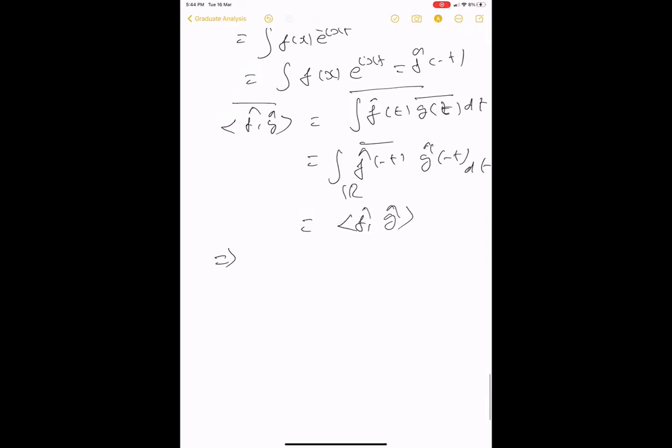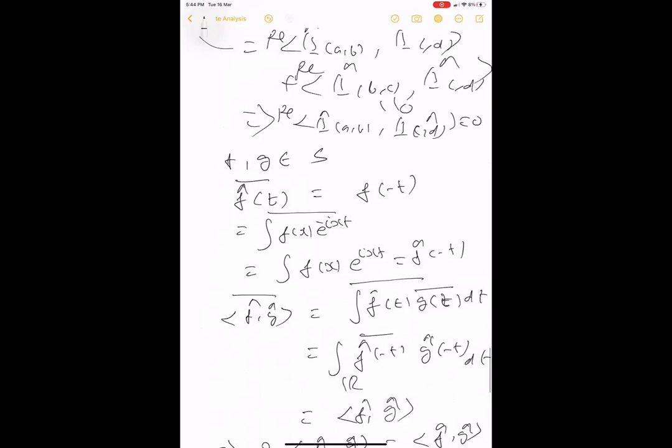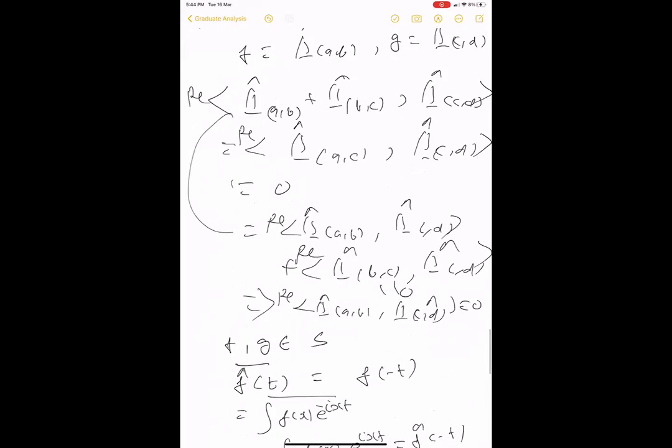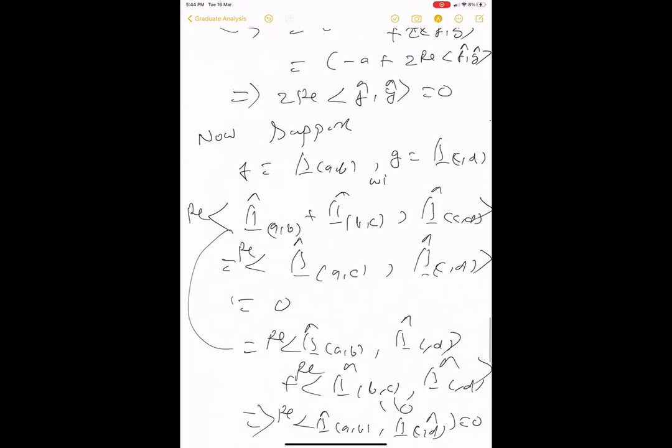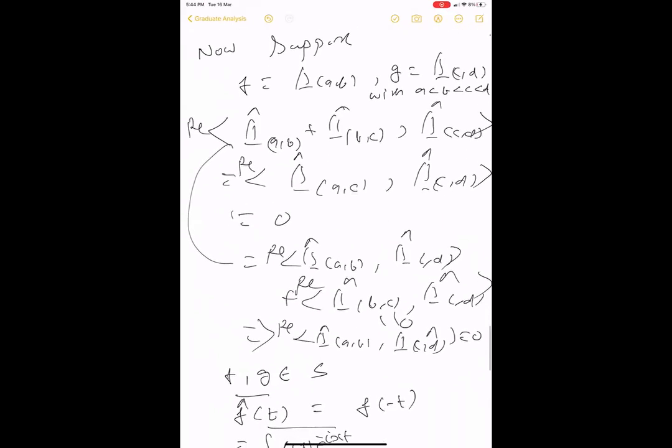Okay. So these things imply that you can forget the real part. These things imply that the real part of the inner product of F hat and G hat equals the inner product of F hat and G hat for all F, G in S. In particular, we have proved this for the real part of any two disjoint intervals. I forgot to say this thing should be for disjoint intervals: A less than B less than C less than D. Okay. A, B and C, D are disjoint, with A, B intersection C, D empty.